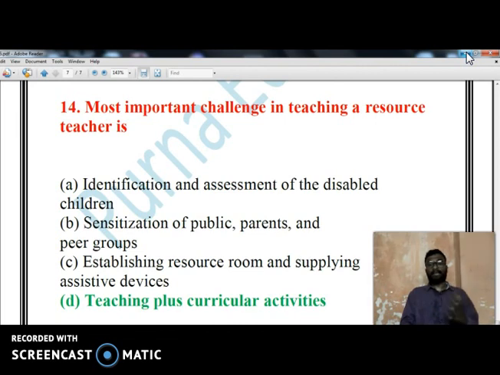The most important challenge in teaching a research teacher is identifying an assessment, consideration of public parents, establishing resource room, and supplying teaching plus curricular activities. Teaching plus curricular activities is the most important challenge in teaching a research teacher. I hope you clearly understood.